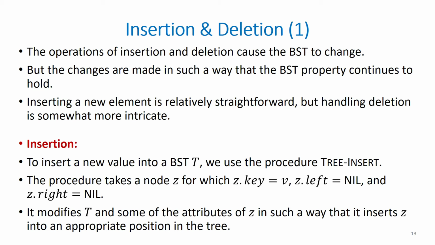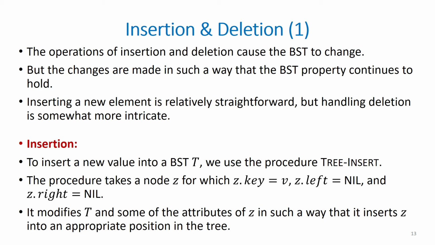Suppose you want to insert a new key, say V, into a BST. The tree insert procedure takes the pointer to the root node of the tree T and the node Z, whose value is set to V. Its left child and right child are set to nil.